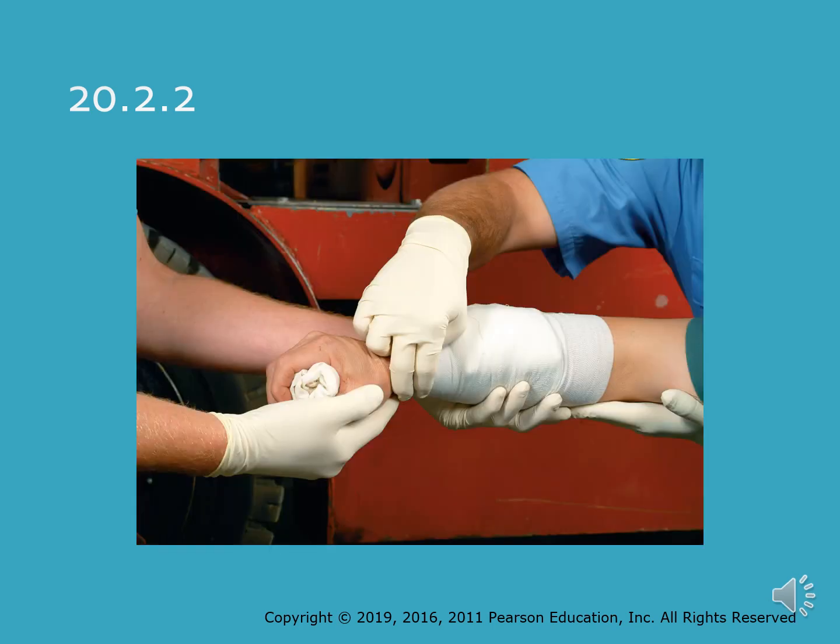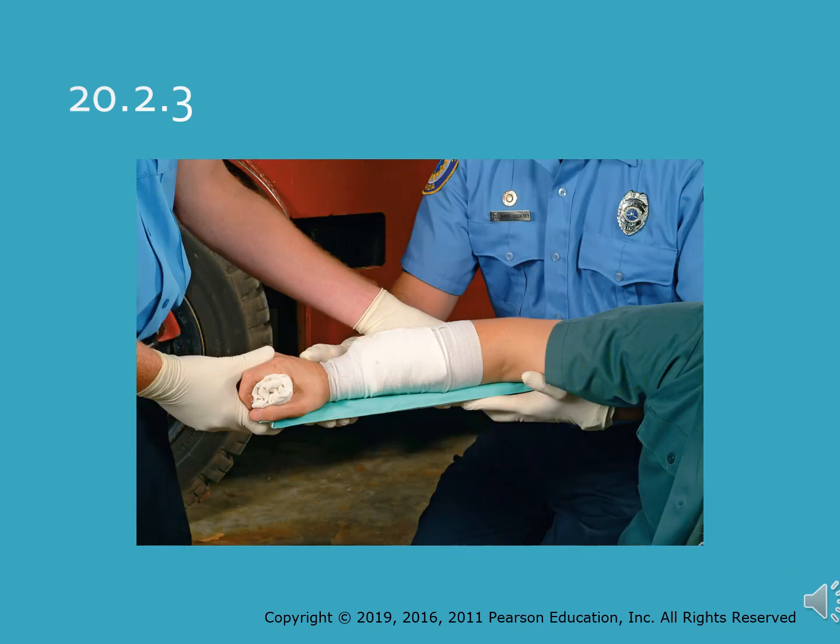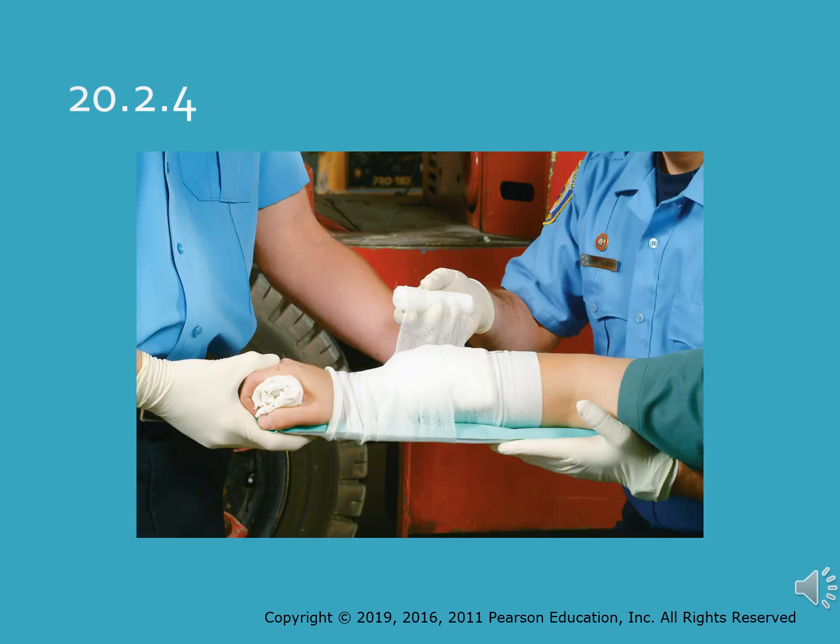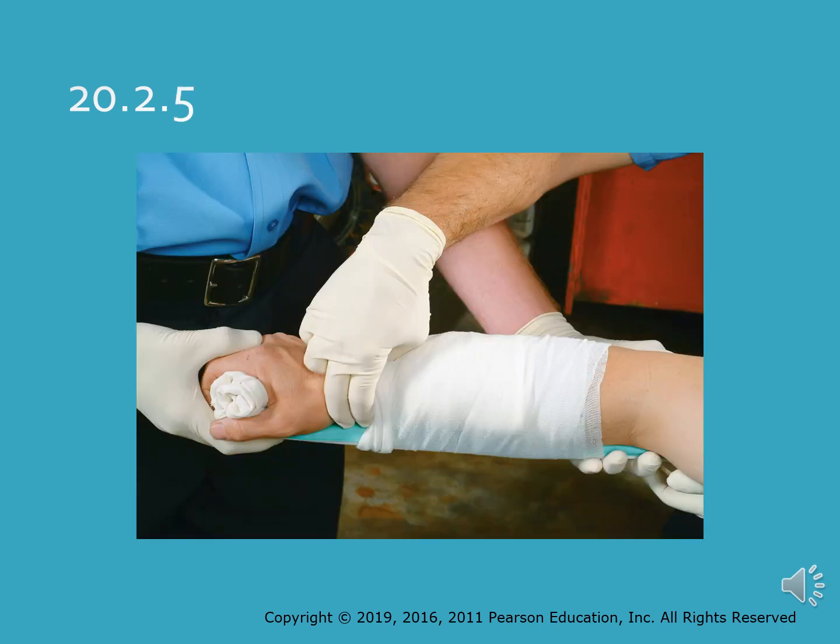You're going to check distal circulation, sensation, and motor function before and after splinting. You're going to select the appropriate size splint for the injury and pad that splint thoroughly. You're going to firmly secure the splint, leaving the fingertips or toes exposed so you can monitor the distal circulation, sensation, and motor function. After immobilization, you're going to then reassess the distal circulation, sensation, and motor function again.